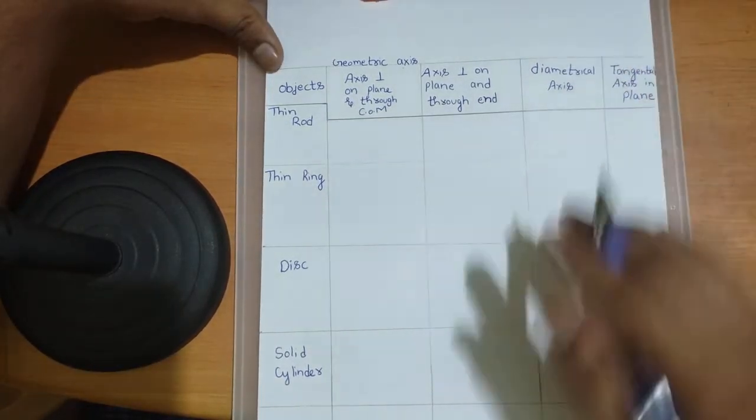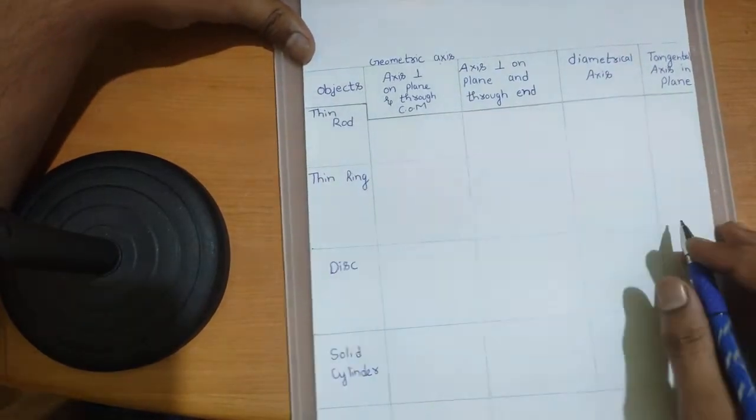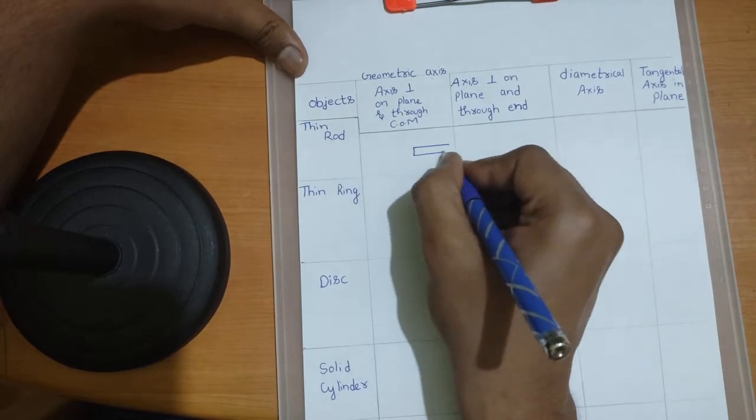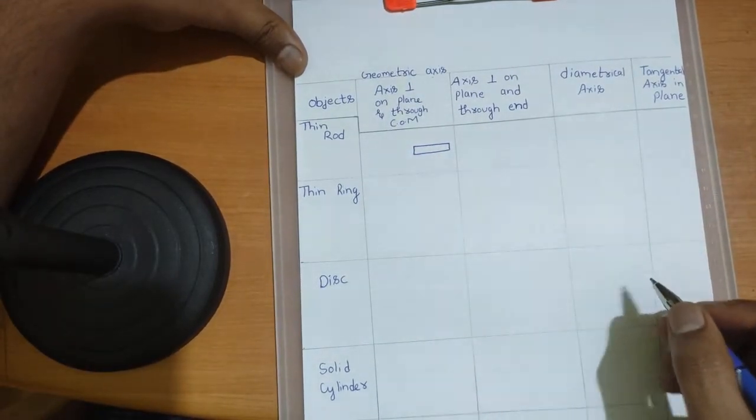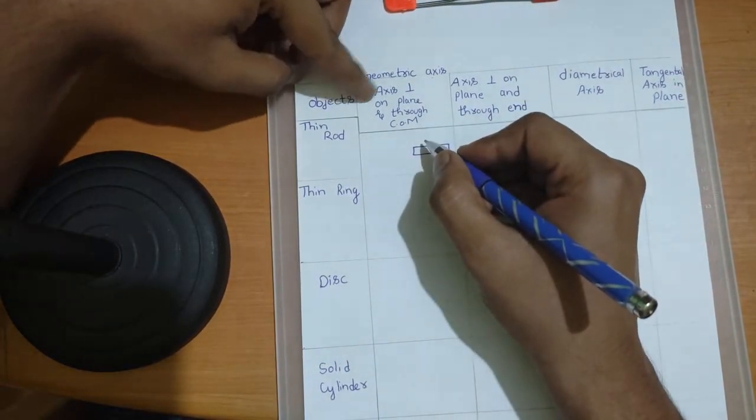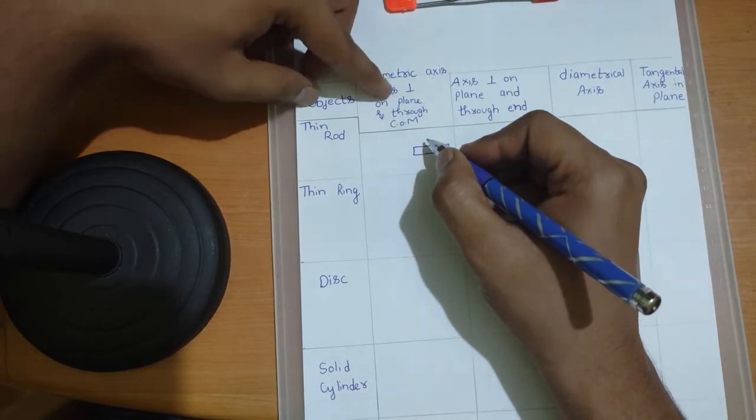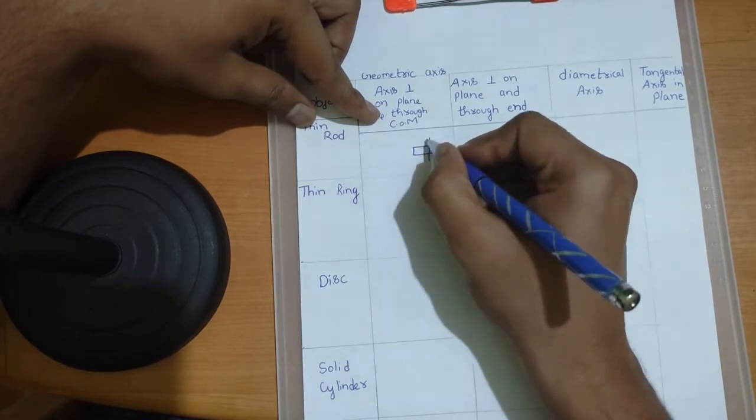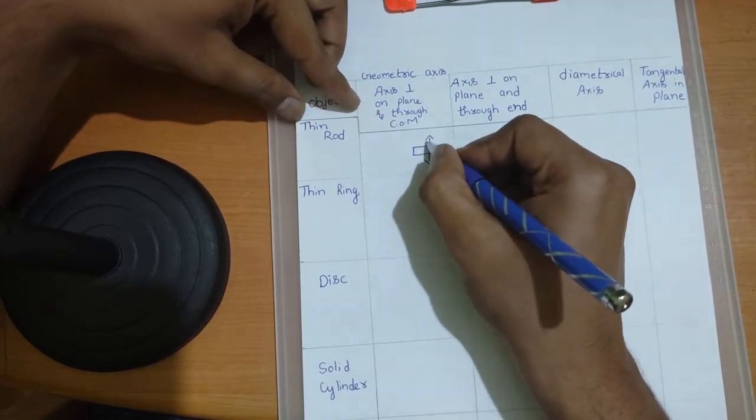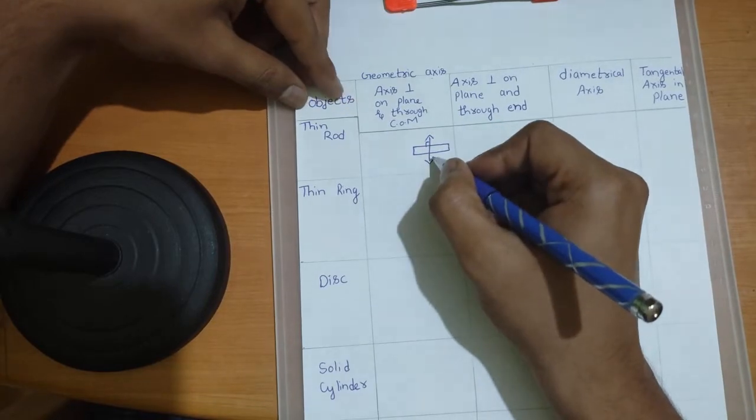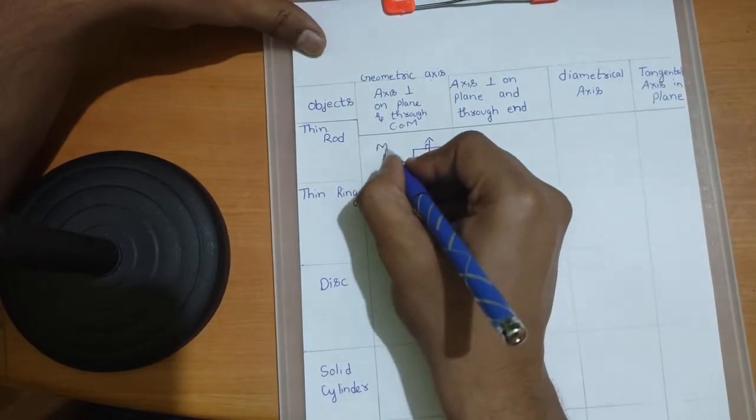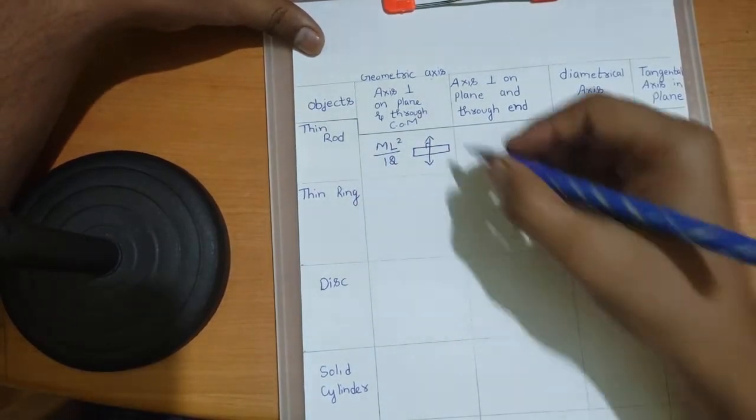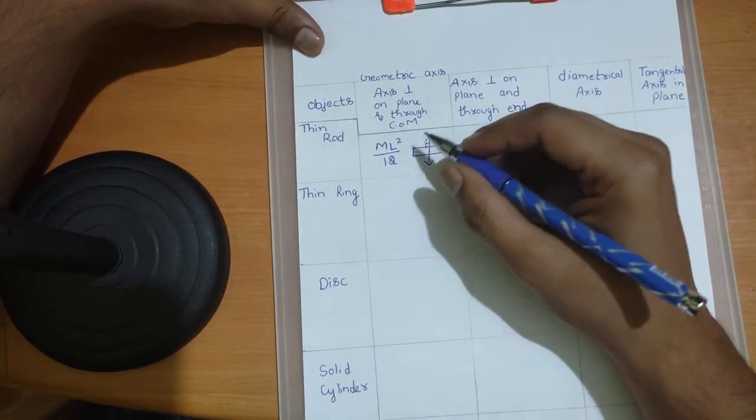Alright, let us come to the first object. What is the first object? Thin rod. How does the thin rod look? Somewhat like this, right? We have to calculate the moment of inertia about the axis perpendicular to the plane and passing through the center of mass. This is the axis. In the previous video I have already made you remember this formula. I am just brushing up.